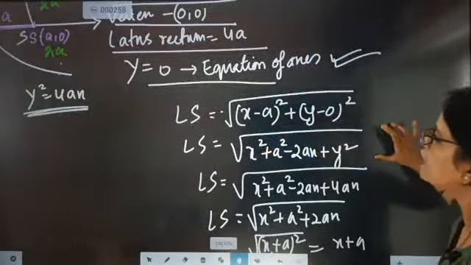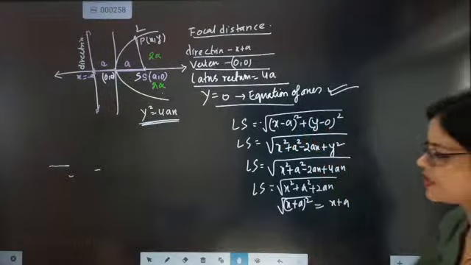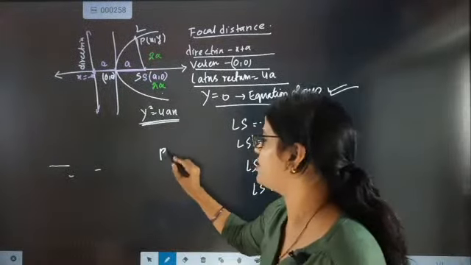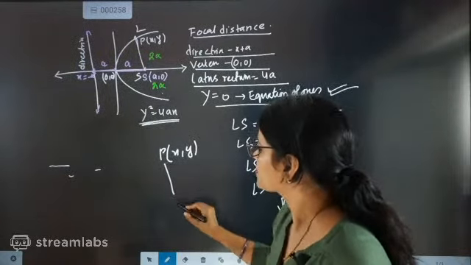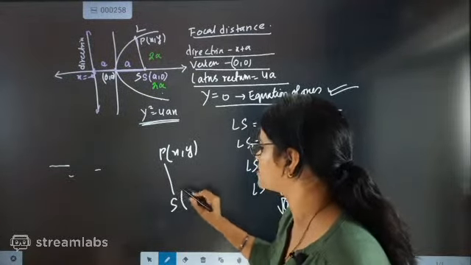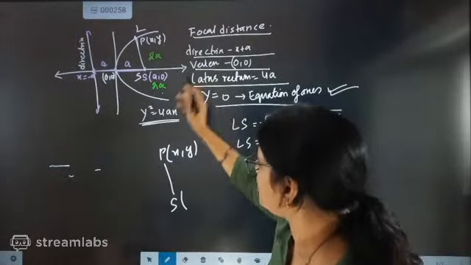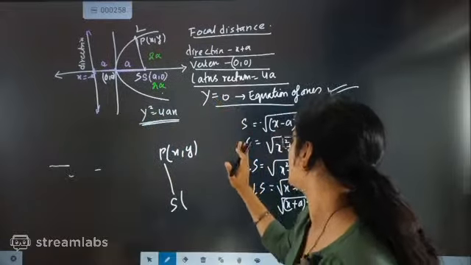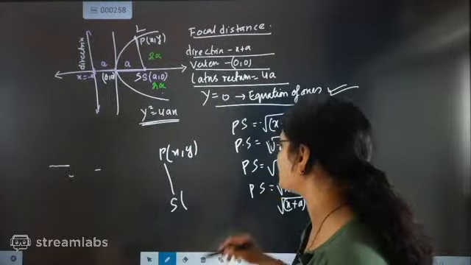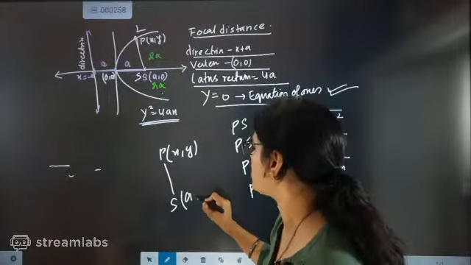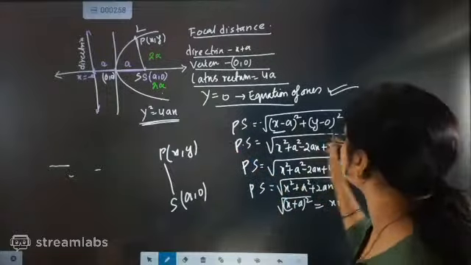LS equal to root under x minus a whole square, because one arbitrary point P is coming as x comma y, and exactly L, the focus, is coming as a comma 0. You can write the focal distance as PS, or L, whatever you want, LL dash you can write also. So x minus a whole square and y minus 0 whole square.